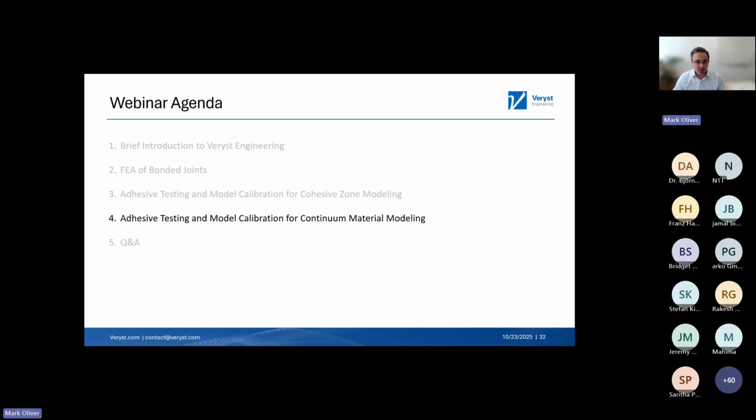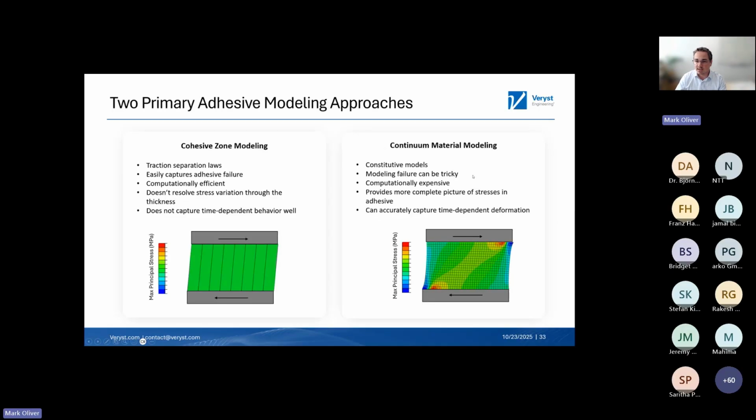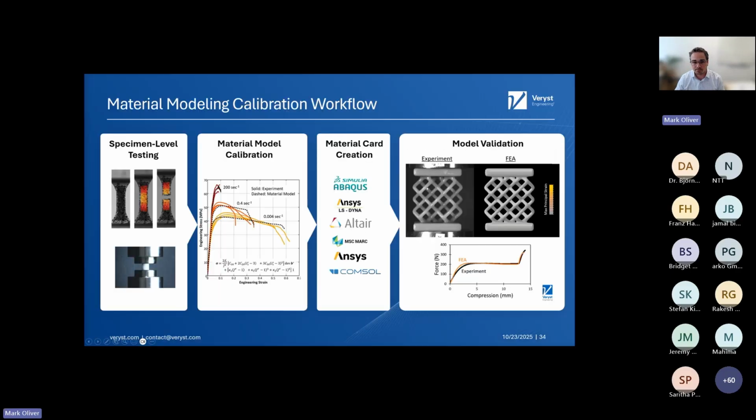All right, so we'll change gears a little bit and talk about adhesive testing and material model calibration for the continuum material modeling approach. So again, we're getting away from modeling failure. Cohesive zone modeling is great for modeling failure, and now we're going to turn towards modeling rate-dependent or time-dependent properties of materials. Think again back to the lens warpage problem, where understanding the creep in the adhesive and how that affects the warpage on the structure is important. That's where we rely on these continuum material models.